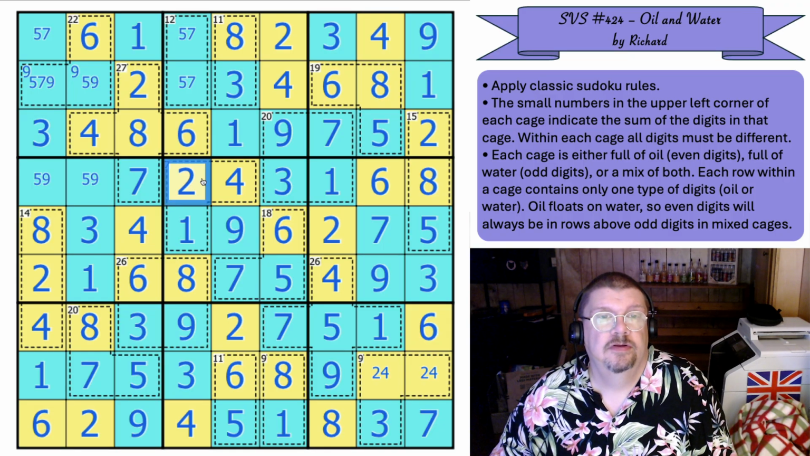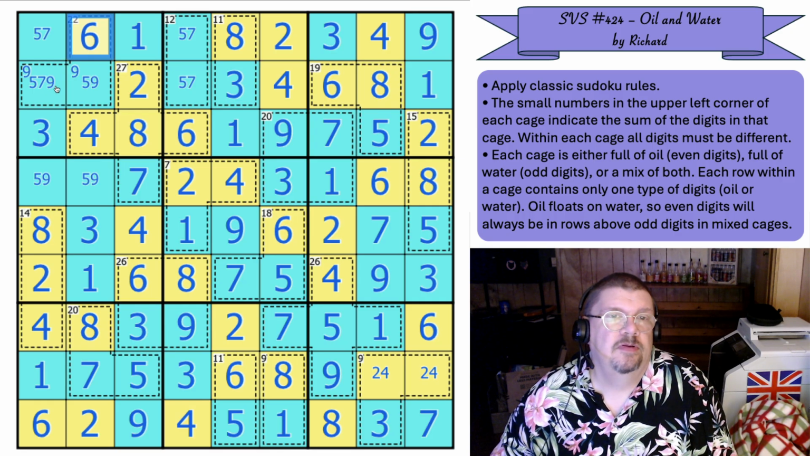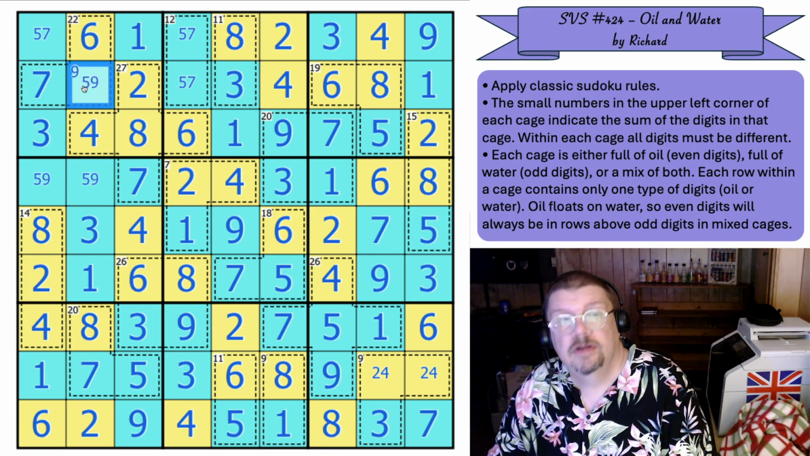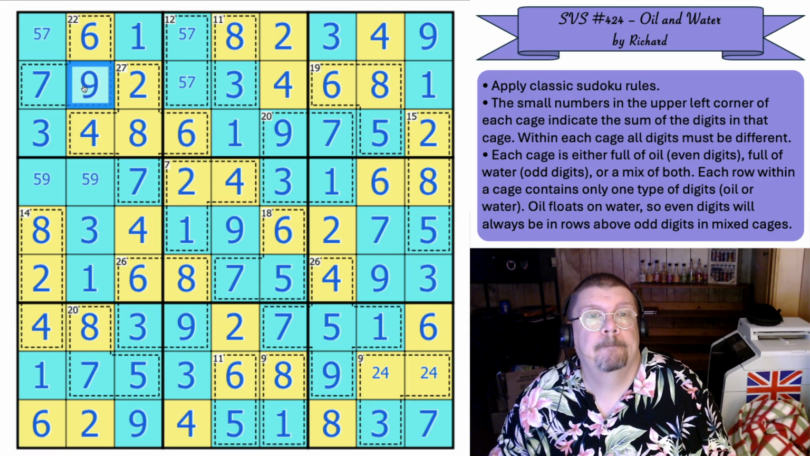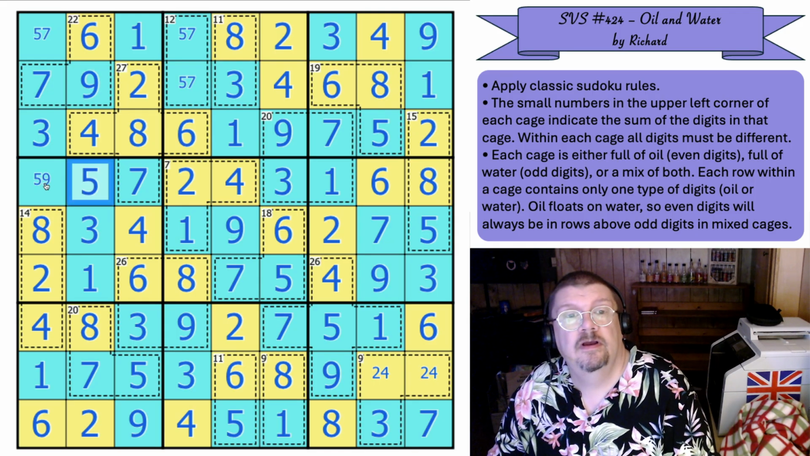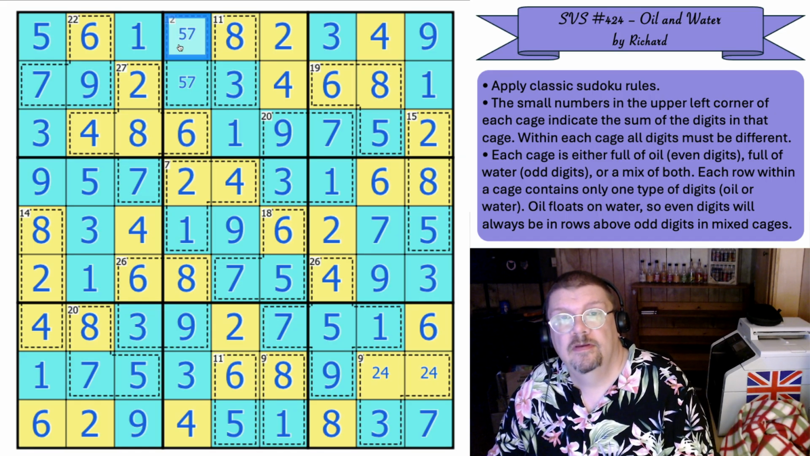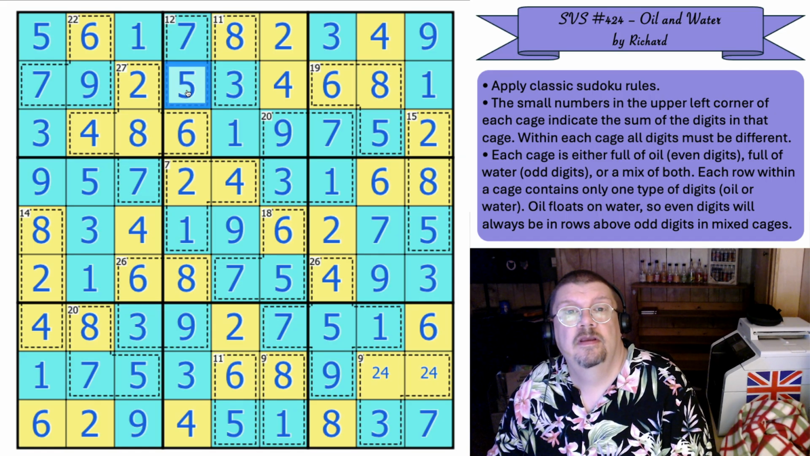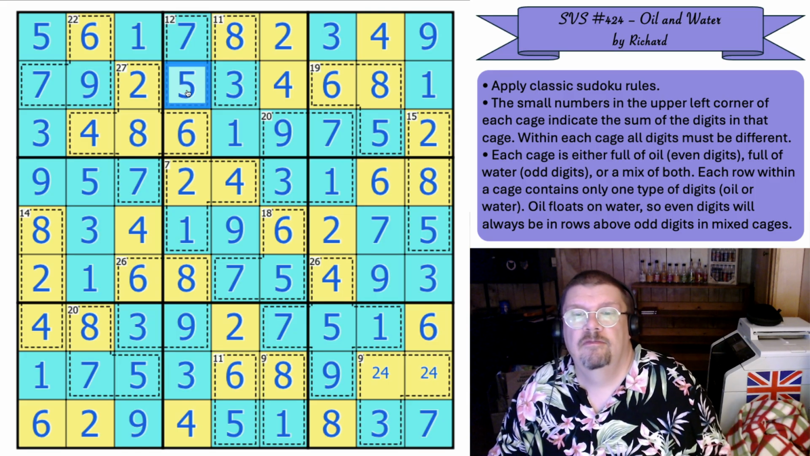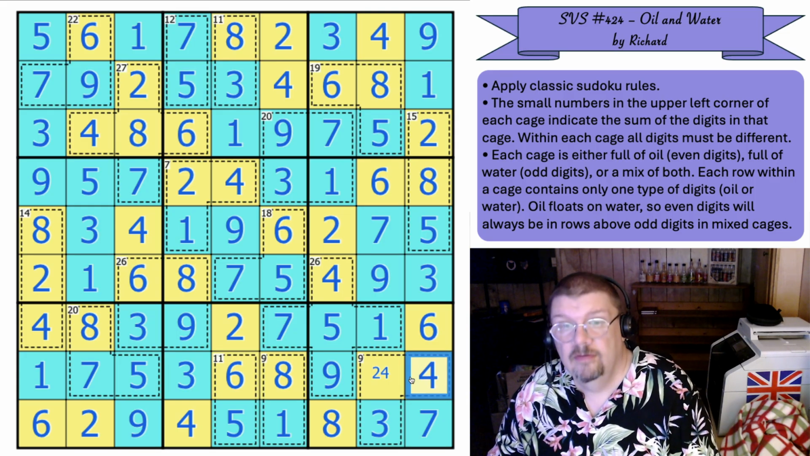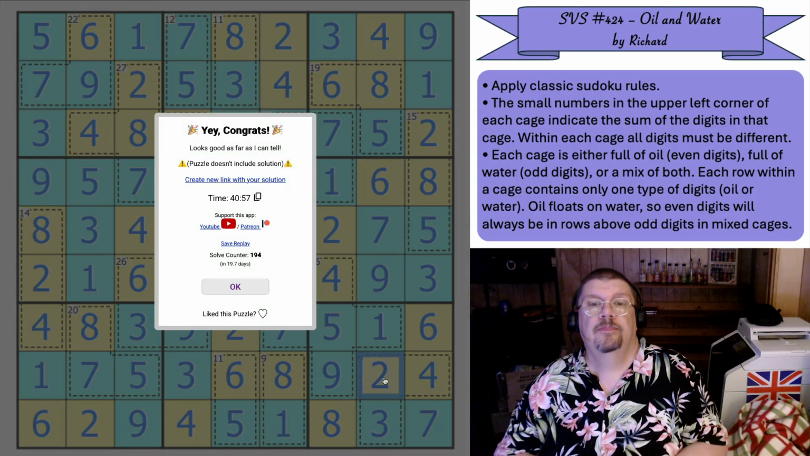Now just the odd digits to finish off. I've got a 6 there. That leaves me with 16, which must be 7, 9, which goes in that order. So that's 5. That's 9. That's 5, 7, and 5. And down here, 4 and 2.